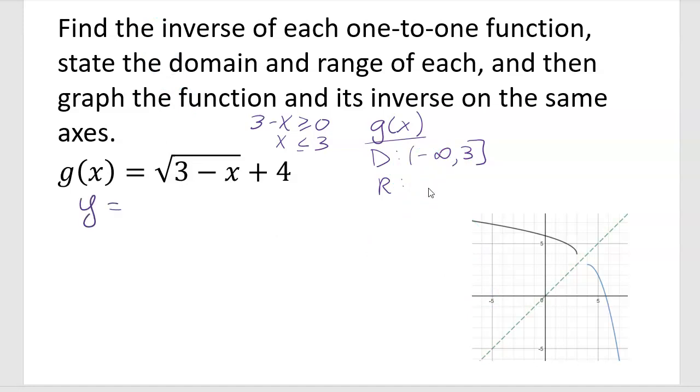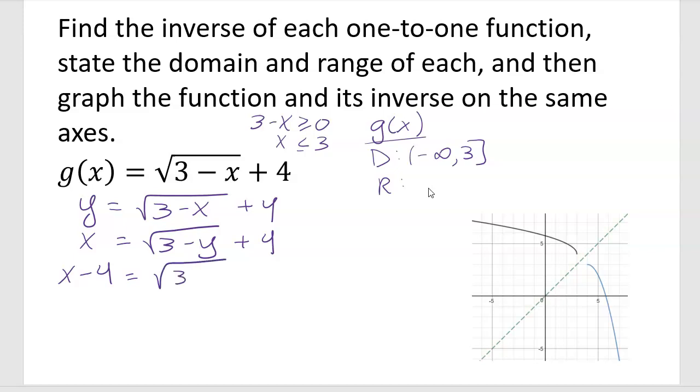Okay, so I'm going to put in a y, and then you switch your x and y, and then you solve for y. So I need to subtract 4 from both sides, and then I need to square both sides to get rid of that square root. We've had that before, and then I'm going to subtract 3 from both sides, and then I need to divide through by a negative.